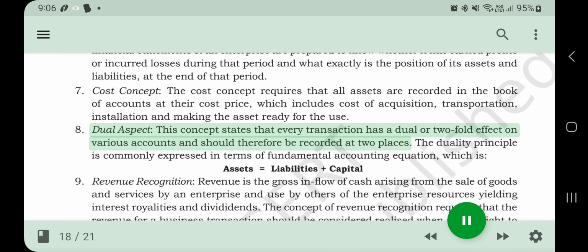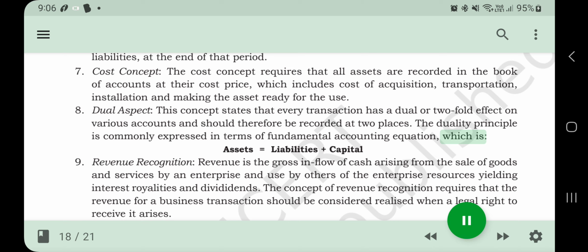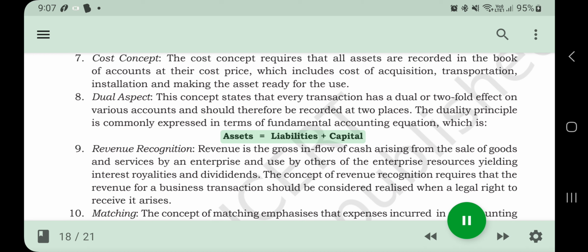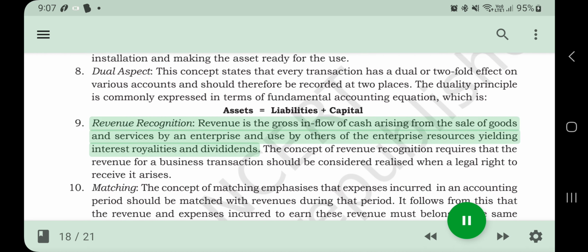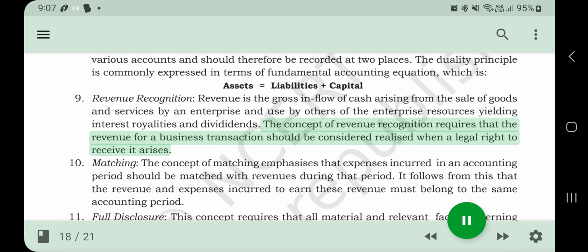8. Dual aspect. This concept states that every transaction has a dual or twofold effect on various accounts and should therefore be recorded at two places. The duality principle is commonly expressed in terms of the fundamental accounting equation, which is assets equals liabilities plus capital. 9. Revenue recognition. Revenue is the gross inflow of cash arising from the sale of goods and services by an enterprise and use by others of the enterprise's resources, yielding interest, royalties and dividends. The concept of revenue recognition requires that the revenue for a business transaction should be considered realized when a legal right to receive it arises.